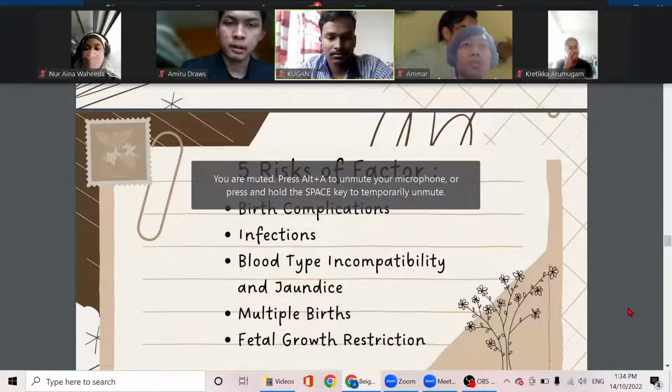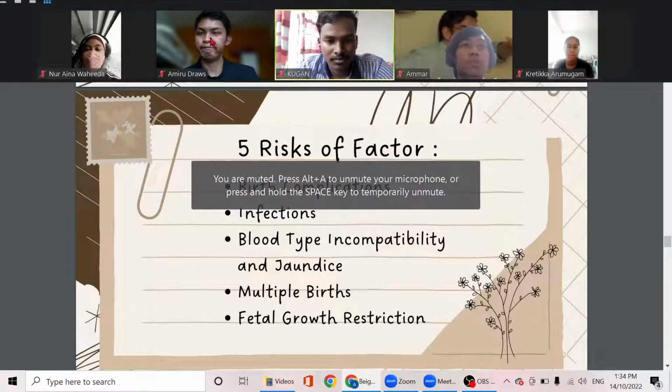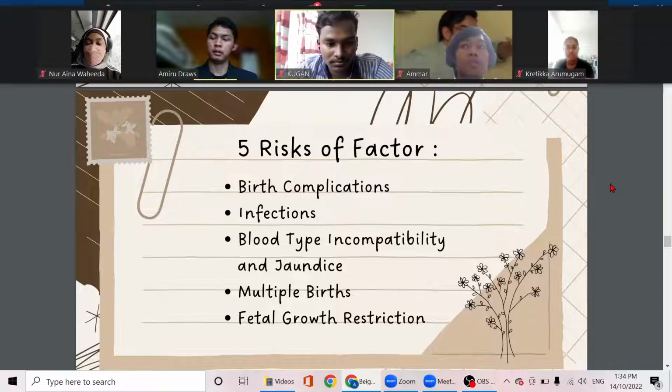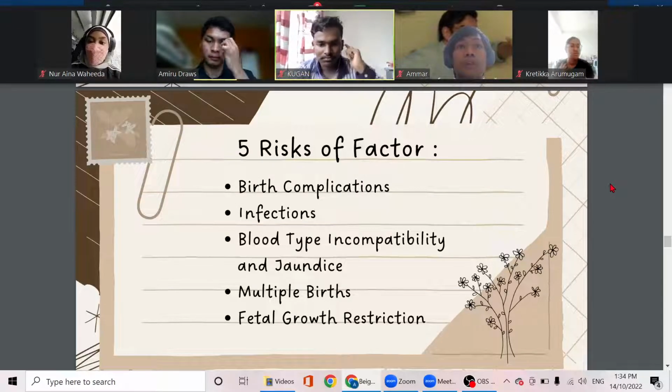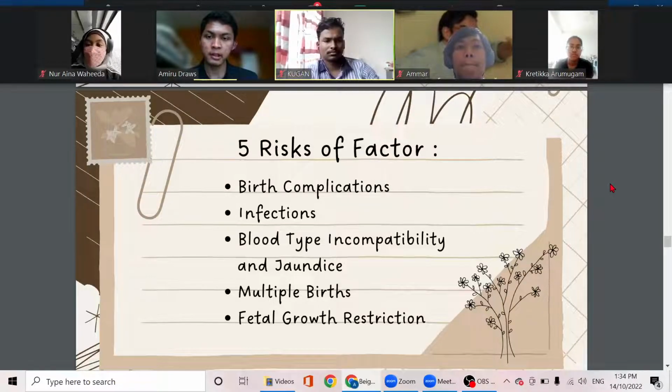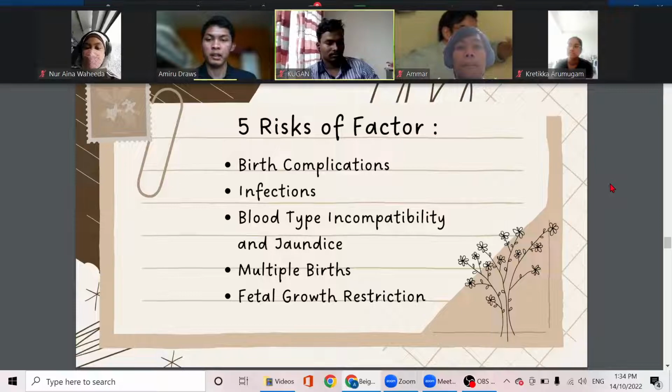All right. As there are causes, there are also risks. Five of them would be birth complications, infections, blood type incompatibility and jaundice, multiple births, and fetal growth restrictions.